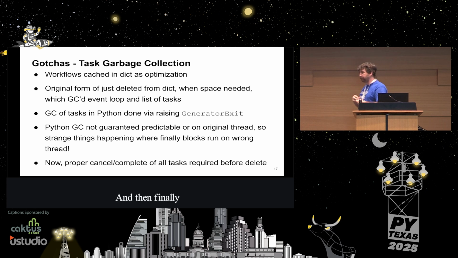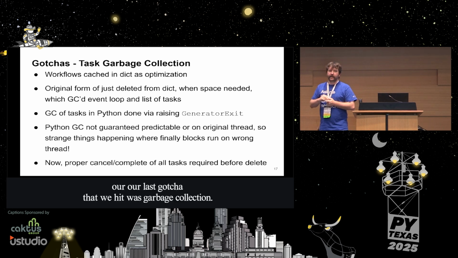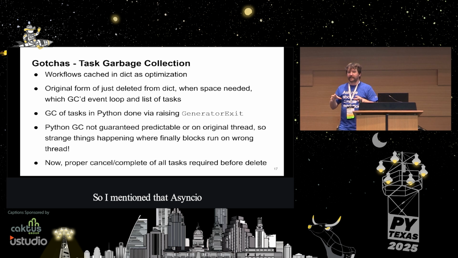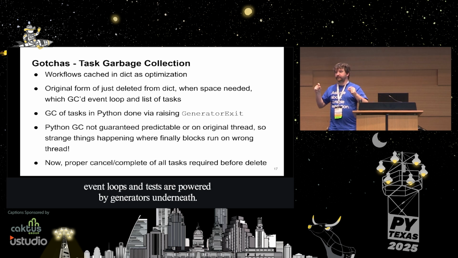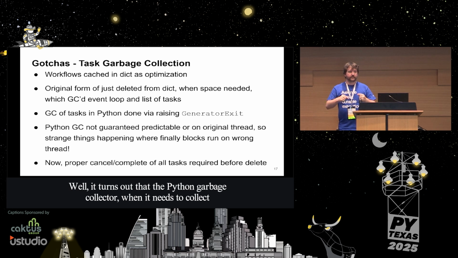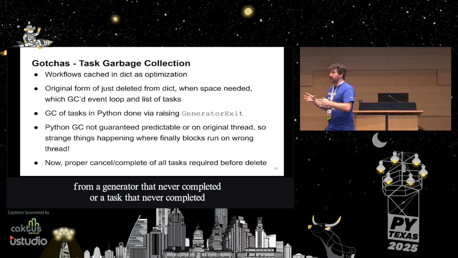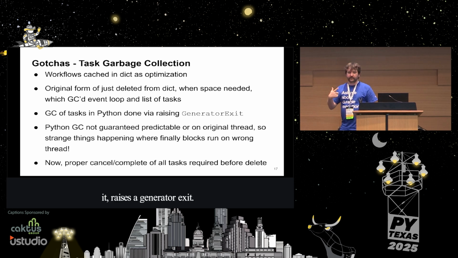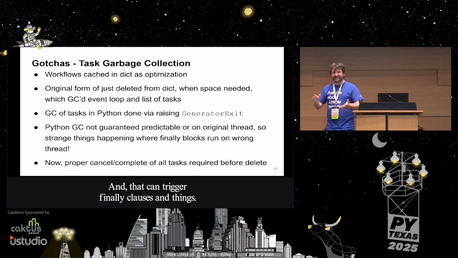And then finally, our last gotcha that we hit was garbage collection. So I mentioned that asyncio event loops and tasks are powered by generators underneath. Well, it turns out that the Python garbage collector, when it needs to collect from a generator that never completed or a task that never completed, it raises a generator exit. And a lot of us have seen these, right? And that can trigger finally clauses and things.